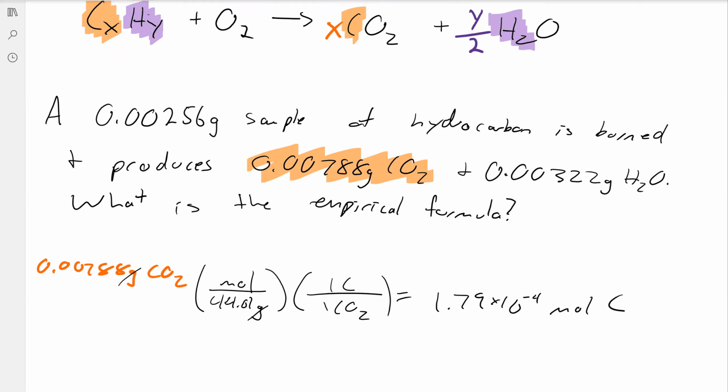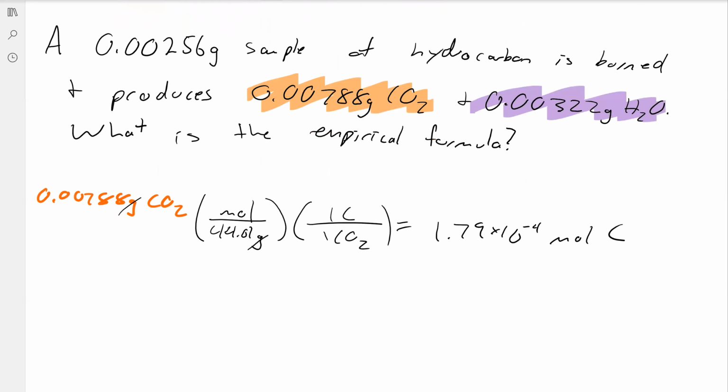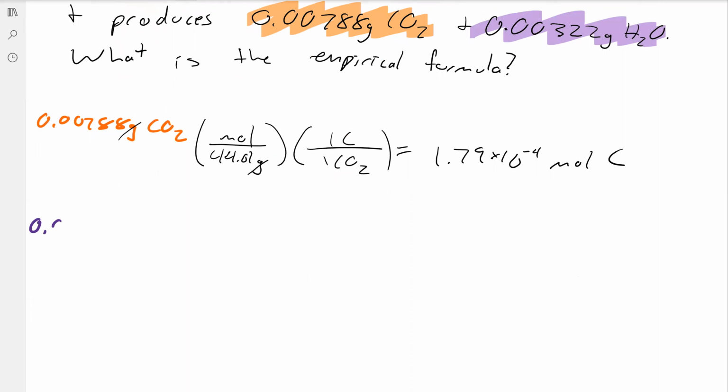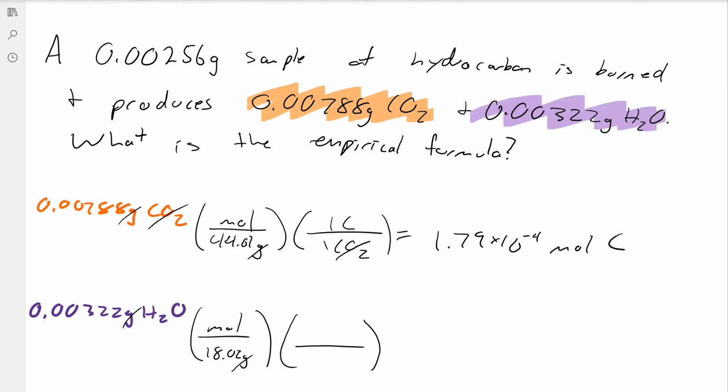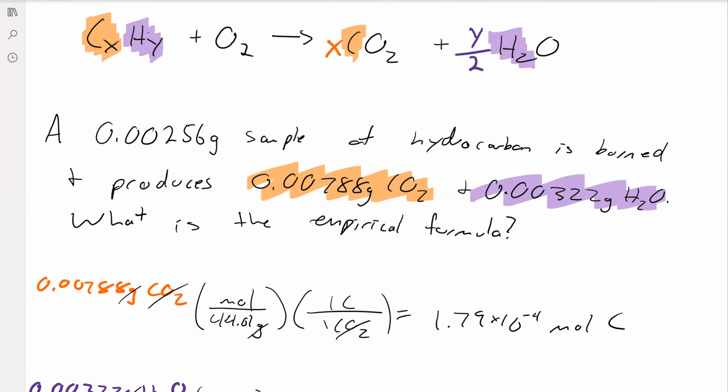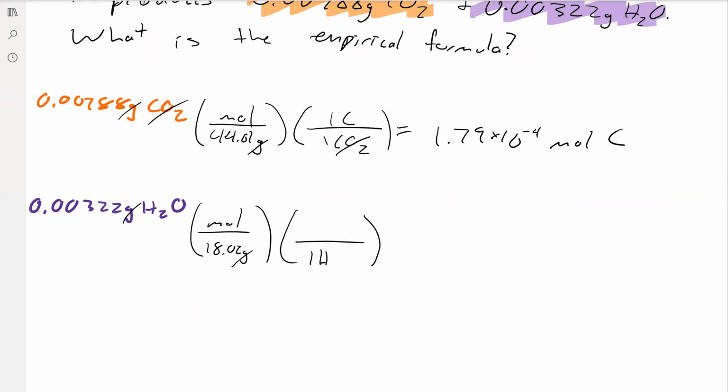And then we'll repeat the same process for hydrogen. So we had 0.00322 grams of water. Of course, we want to convert that to moles. And then use our stoichiometric relationship, right? We know for every 1 water molecule, there's 2 hydrogens from the original compound. And then we want to stop at moles because we want an empirical formula.